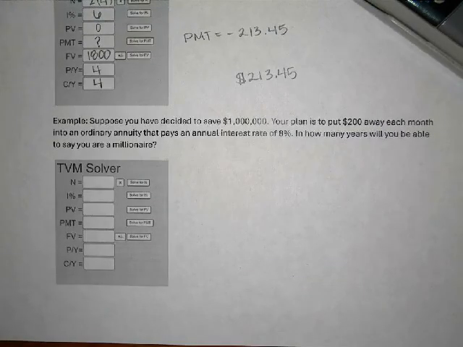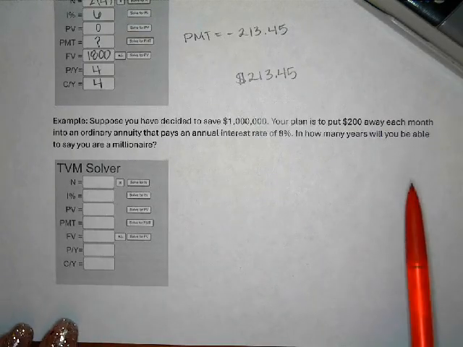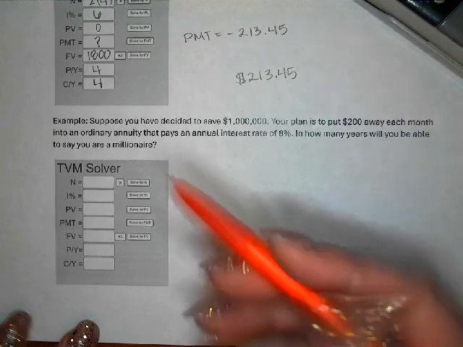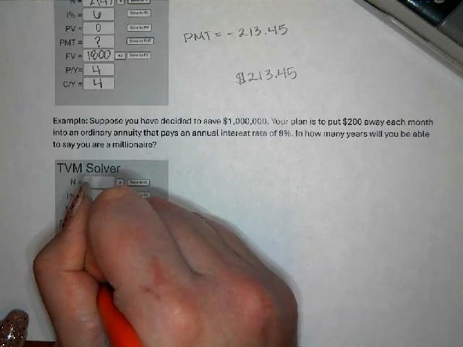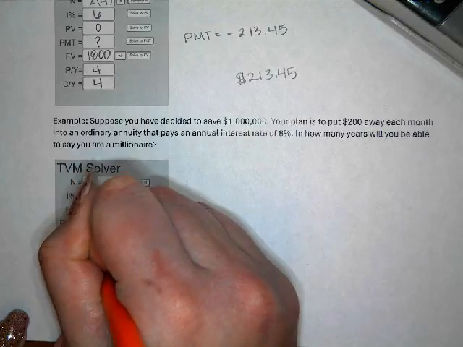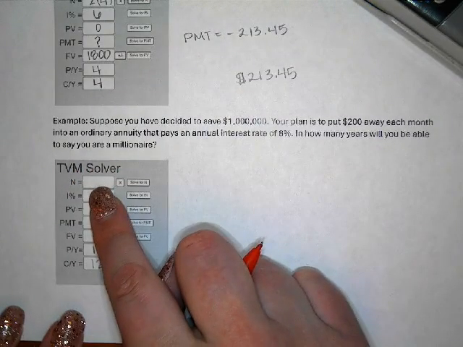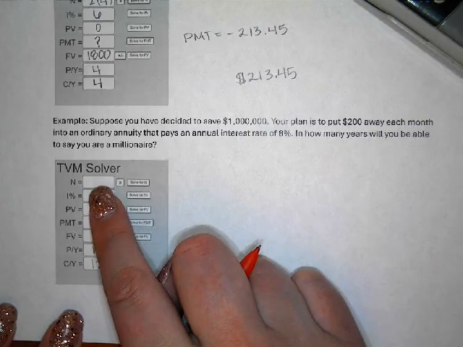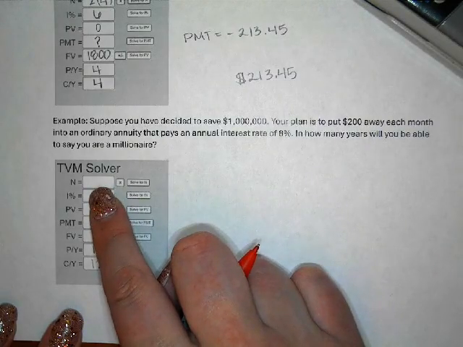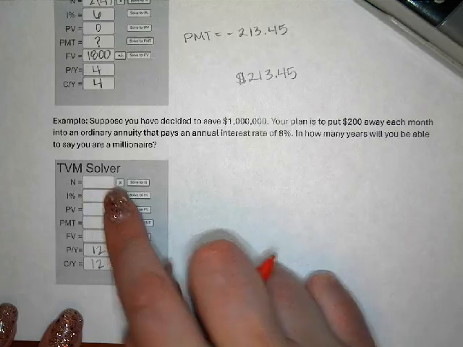All right, so it says that we're going to be putting away $200 each month. And so that means that our compounding period is going to be months. And it also means that what we're solving for up here is the number of months. So this number could be pretty large because it's going to be years multiplied by months. That's going to be a pretty big number.